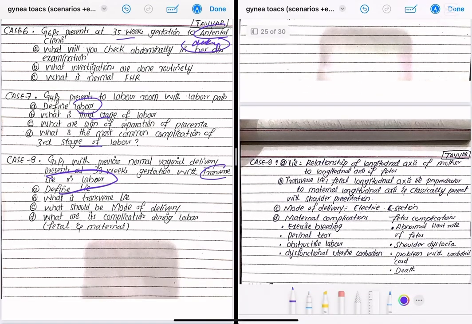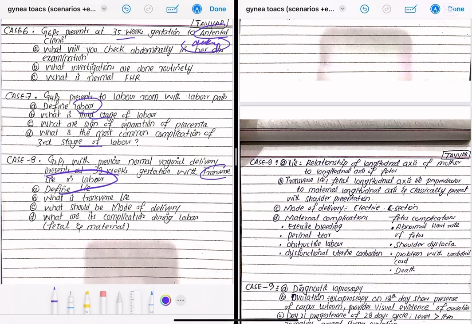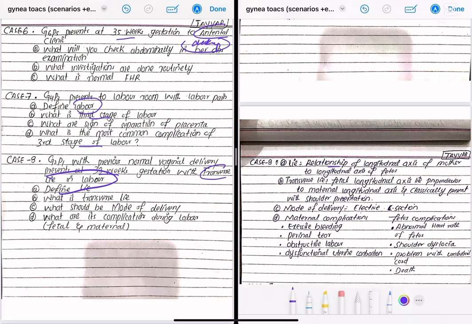Case number 8: a G2P1 with previous normal vaginal delivery presents at 33 weeks gestation with transverse lie in labor. So define lie. Lie is the relationship of the longitudinal axis of the mother to the longitudinal axis of the fetus. And what is transverse lie? The fetal longitudinal axis lies perpendicular to the maternal longitudinal axis and classically presents with shoulder presentation. What should be the mode of delivery? It should be elective C-section.